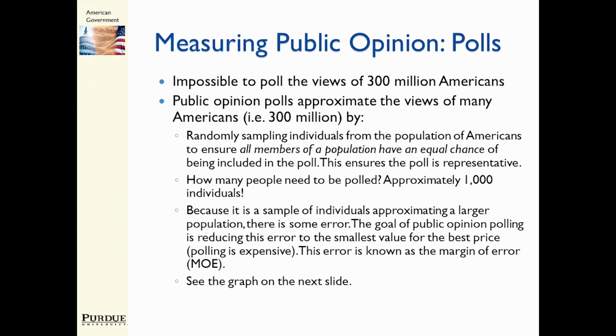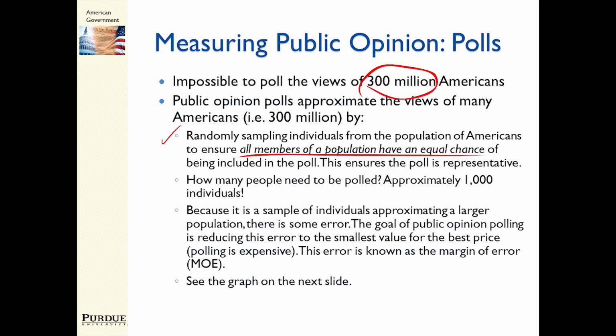First, they have to randomly sample individuals from the population of Americans. You might be saying, what the heck does that mean? Well, random sampling basically ensures that every member of the population of Americans has an equal chance of being included in a public opinion poll. You have to have this particular element in a reputable public opinion poll in order to generalize the findings from a smaller group back to 300 million Americans.